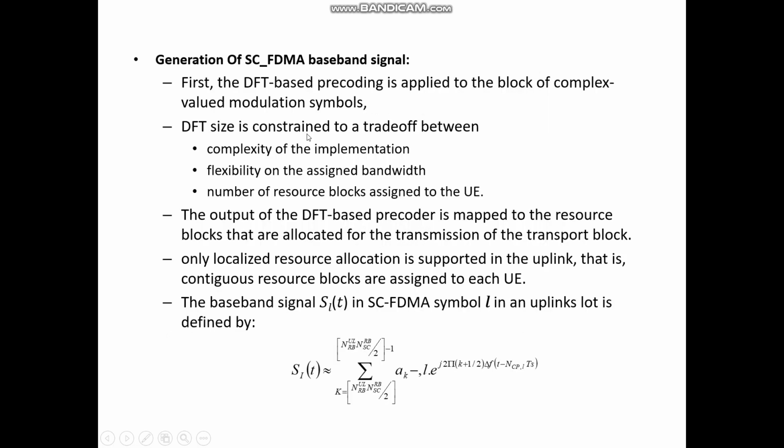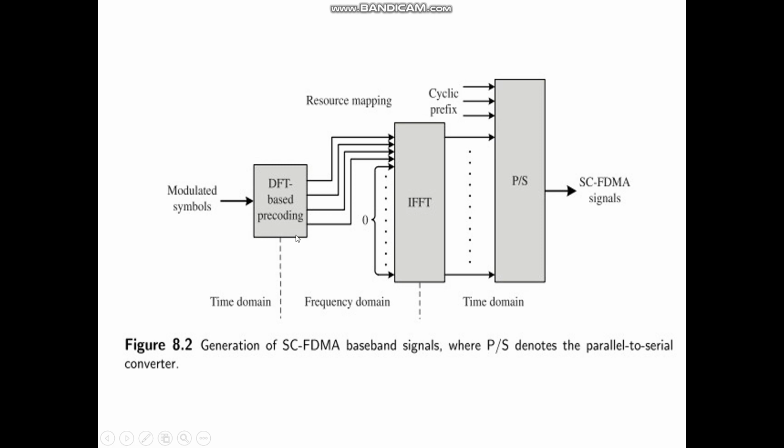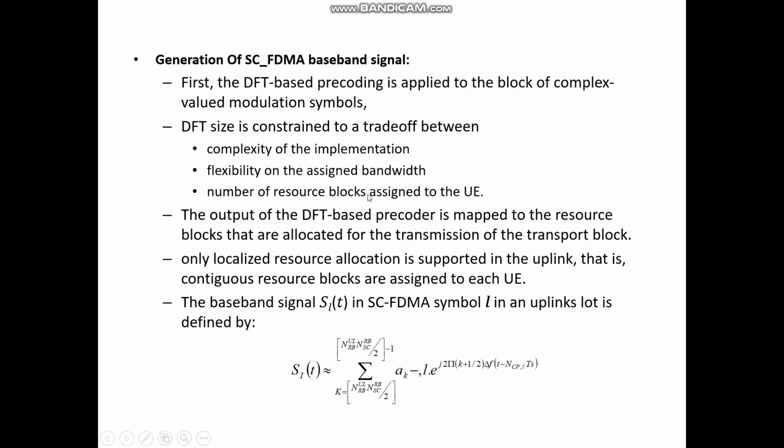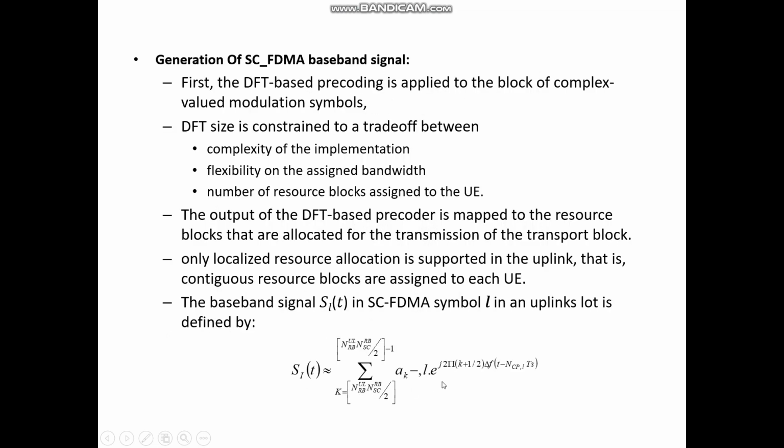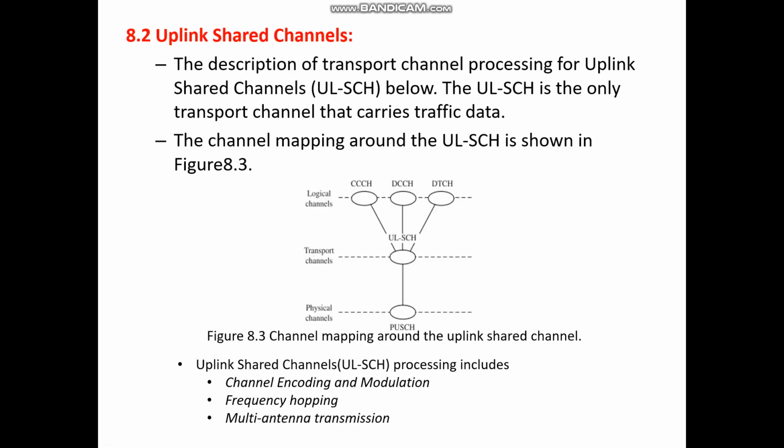Here, the DFT size is constrained to the trade-off between complexity of the implementation, flexibility on the assigned bandwidth, and number of resource blocks assigned to the user equipment. So this DFT size is very important, and it is chosen based on these trade-offs. And also, the SCFDMA symbol of any SCFDMA is given by this equation. That's all about our modulation processing.